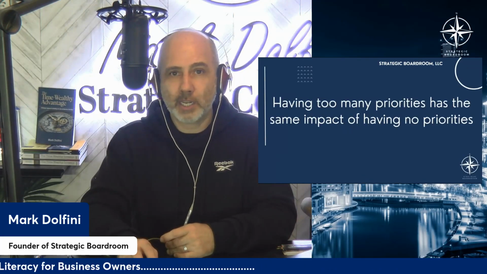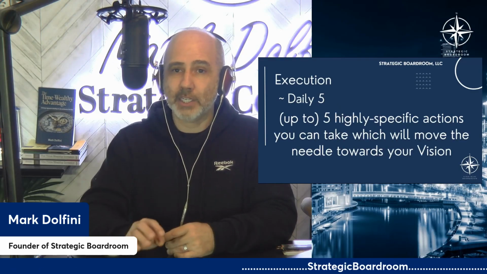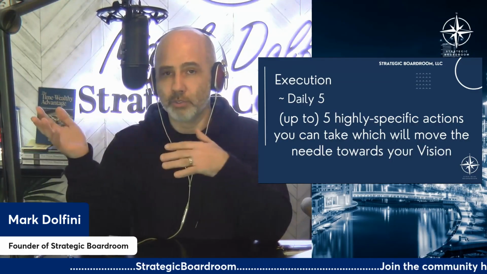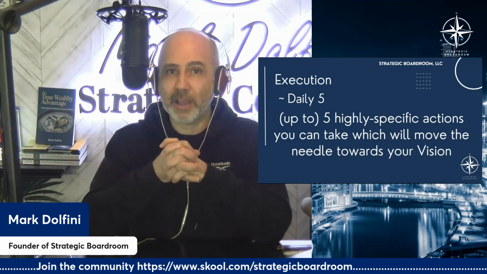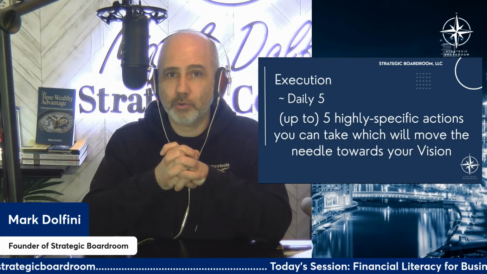So that's why I like to come up with something I call Daily 5. The Daily 5 are up to 5 highly specific actions that you can take, which are going to move the needle towards your vision or your strategic plan, one or the other. Personally, I like 3. 3 tends to be a really good number for me, but up to 5. That doesn't mean 50, doesn't mean multiples of 5. It means 5 very specific needle-moving activities that are going to move you toward your vision or your strategic plan.